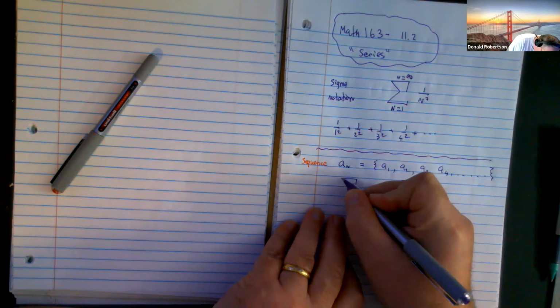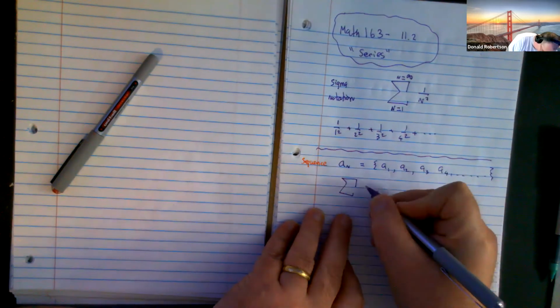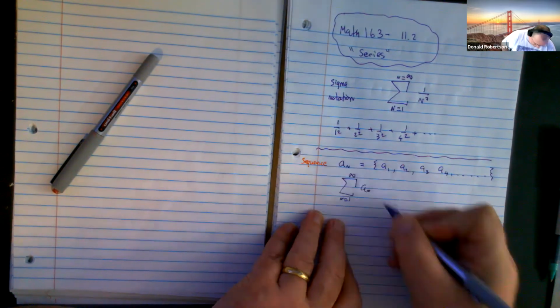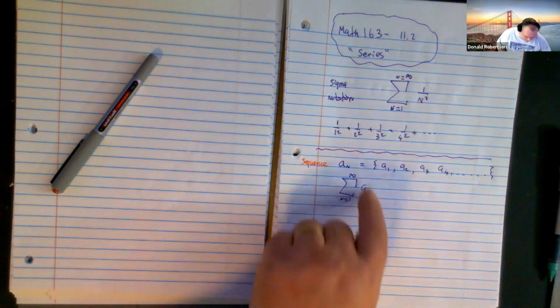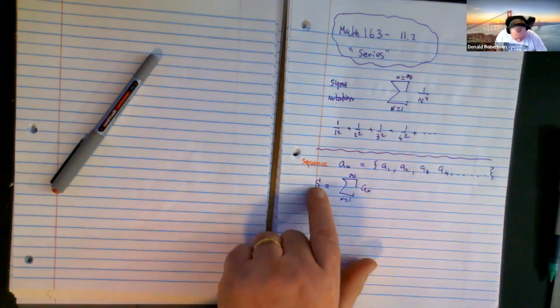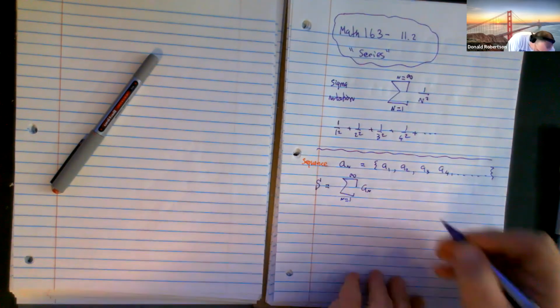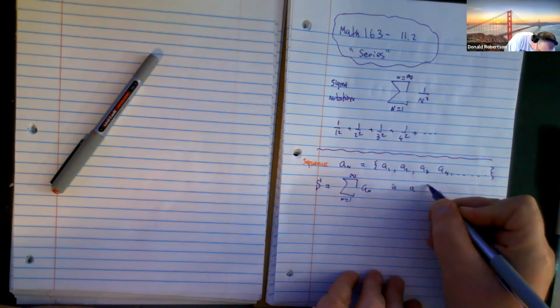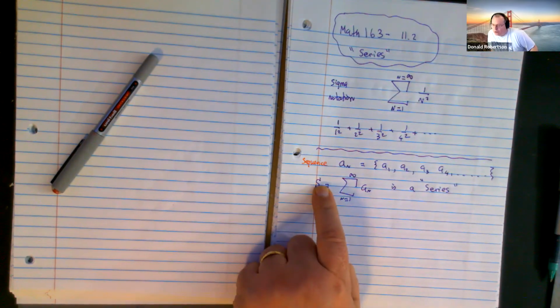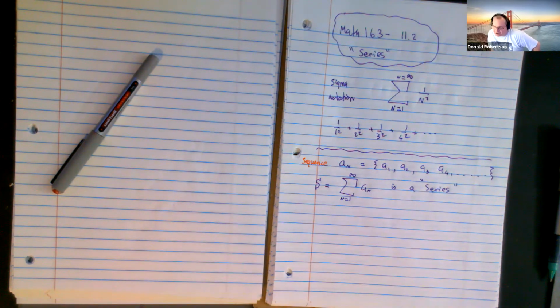If you take any sequence and you add all its terms together, right? That's what it would look like in sigma, and we'll call it S. That guy there is a series. So a series is a single number or infinity, right? A single thing that you get when you add a sequence together.